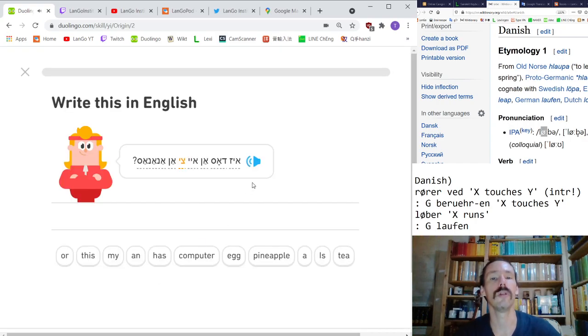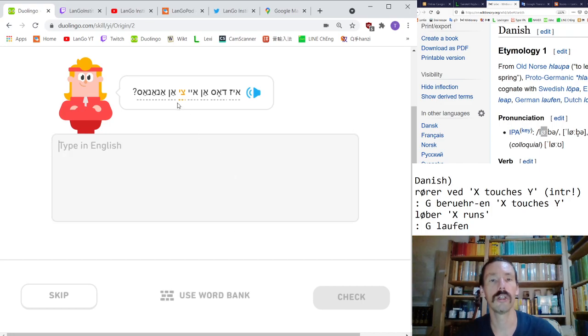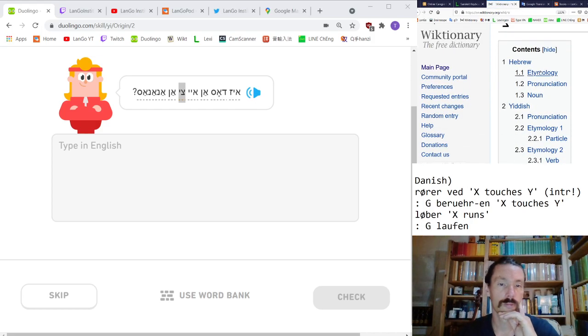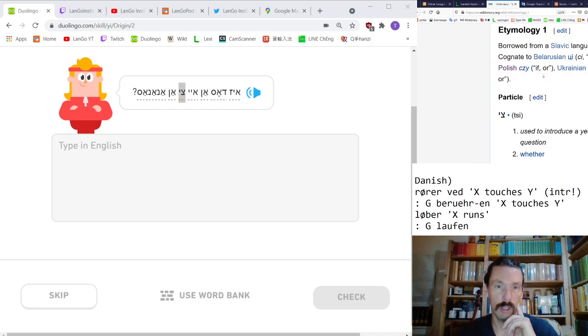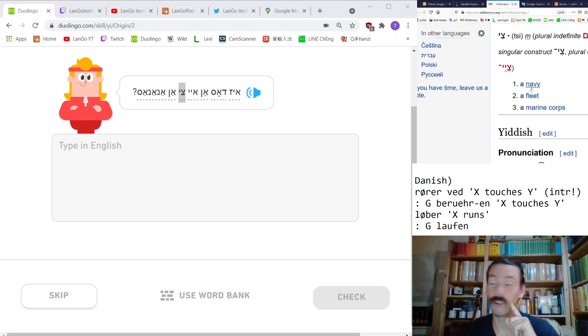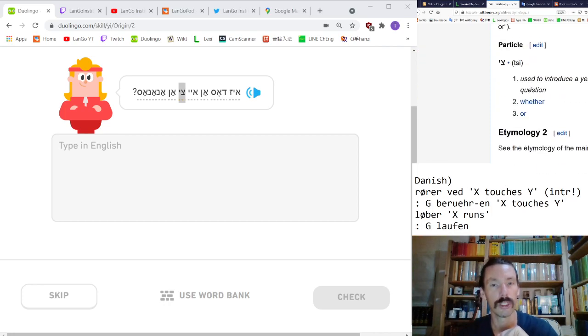Is dus an Ei, zi an Ananas? Is this an egg? Zi. I get that zi can mean 'or', but how does it mean 'or'? Fascinating. The Yiddish one. Okay, Slavic language. Zi if. That's pretty cool. That's a cool thing to borrow. Pretty keen. Zi if, to introduce a yes-no question. Alright, now we're getting somewhere.